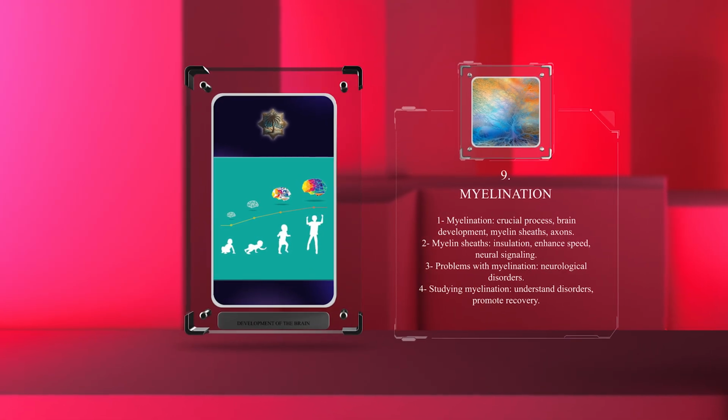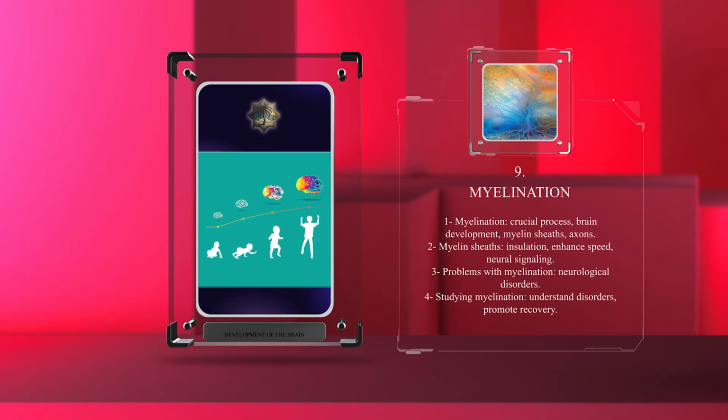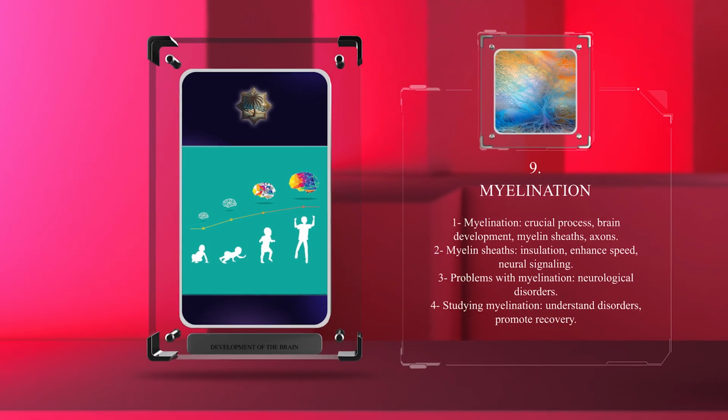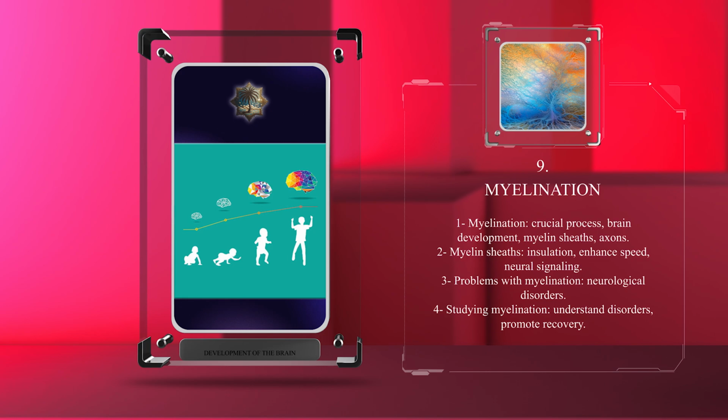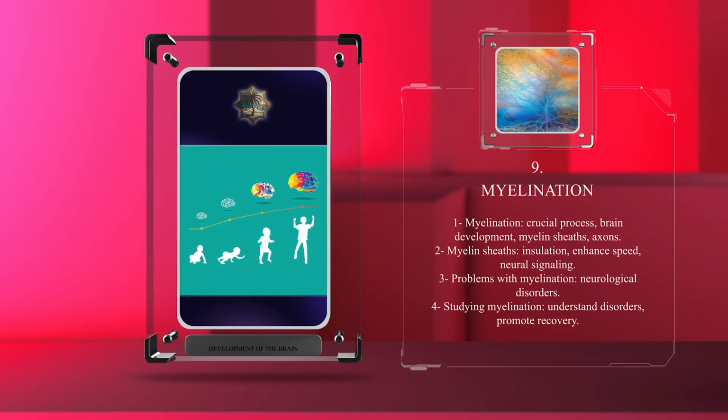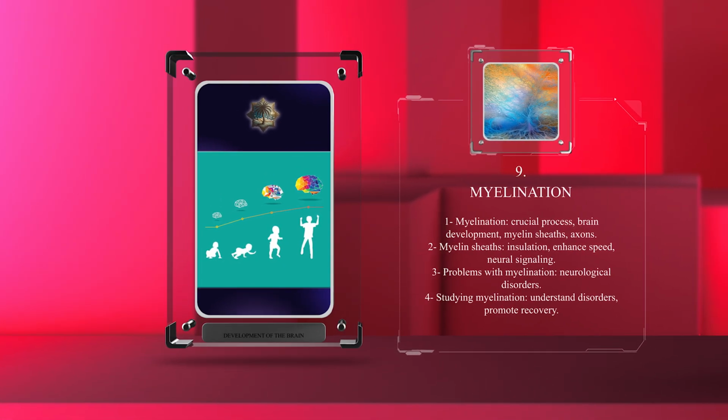Myelination is a crucial process in brain development where myelin sheaths are formed around axons. These sheaths act as insulation and enhance the speed of neural signaling. Problems with myelination can cause neurological disorders. Studying myelination can help us understand these disorders and find ways to promote recovery.